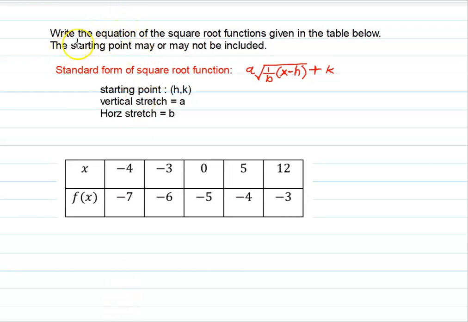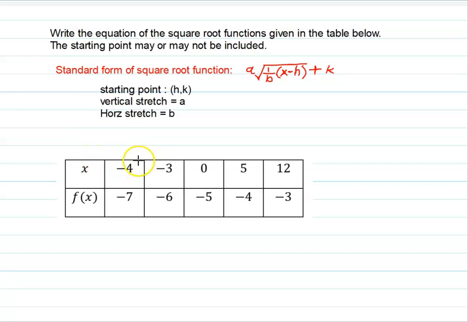In this video, we are going to learn how to find the equation of square root functions from a given table. This is the standard form of the square root function. Here (h, k) represents the starting point, a represents the vertical stretch and b represents the horizontal stretch. First we need to find the starting point (h, k). Let's see how we find the starting point from the given table.